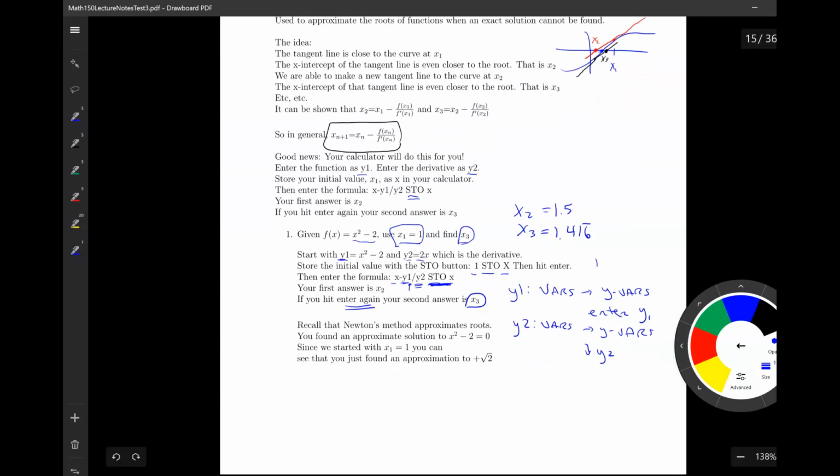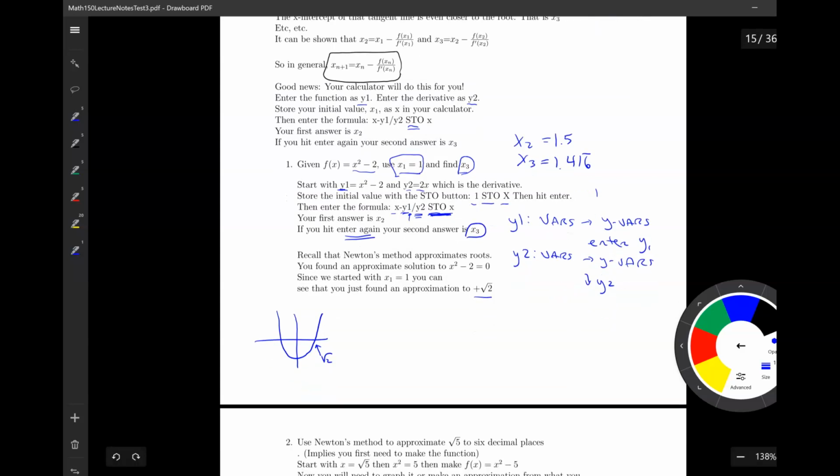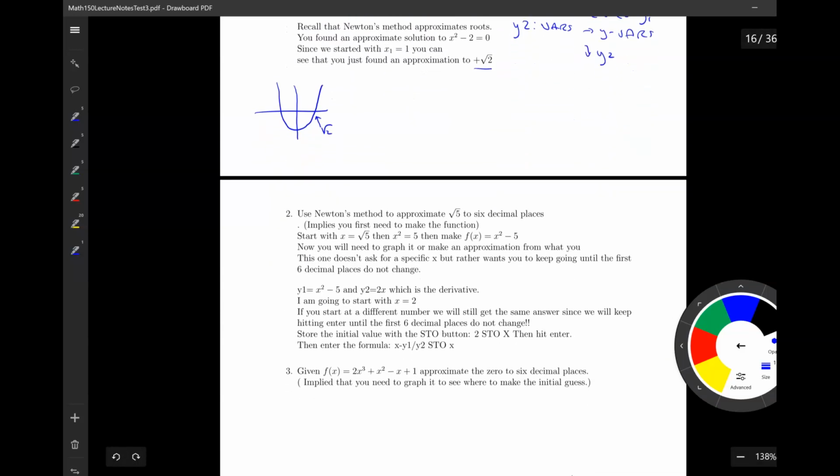So what you've actually done is you found an approximation for the square root of 2. So x squared minus 2. This would be the positive square root of 2. So you've used Newton's method to find the square root of 2. All right, so let's do the same kind of thing to find the square root of 5.